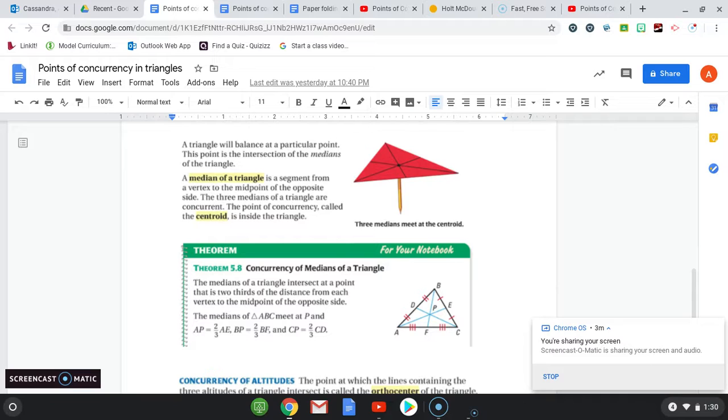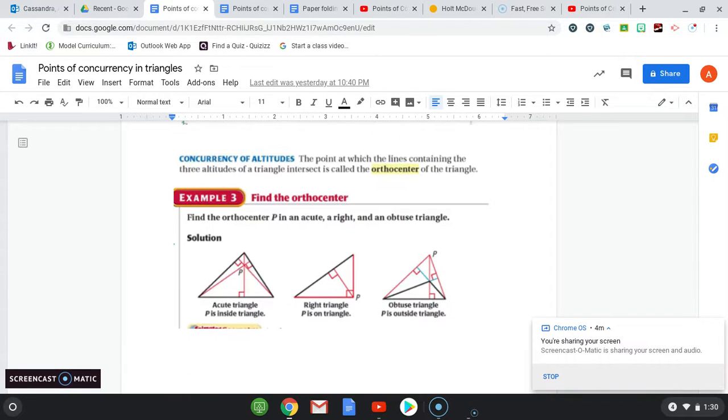All right. Then you have the median of a triangle. All of the medians will be meeting inside of the triangle, and we call that the centroid. The centroid is special because it is the balancing point of the triangle. So if you were to find all three medians of a triangle and then put a pencil underneath the centroid, you would find that it is the balancing point of the triangle.